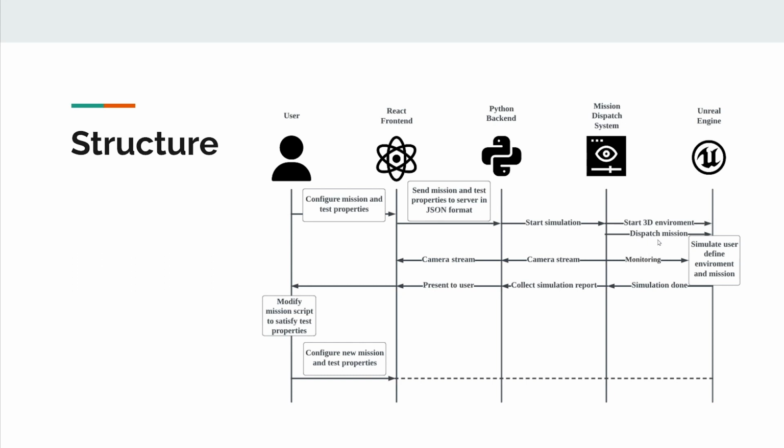Once the simulation starts, it will dispatch the mission and start the user-defined environment and mission, while continuously monitoring the mission and returning the camera stream back to the user. And once the simulation is done, the middleware will collect the simulation report and then present it to the user using the front end. Then the user will see the test results, modify or improve their script, and then start a simulation again. Now allow me to give you a demo.